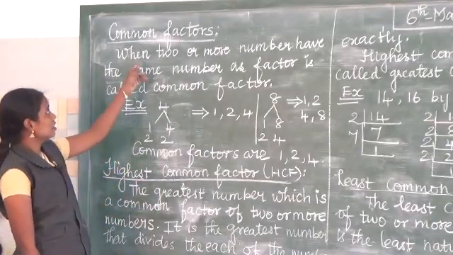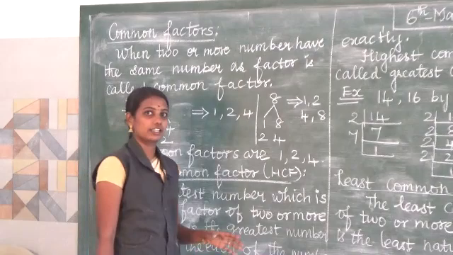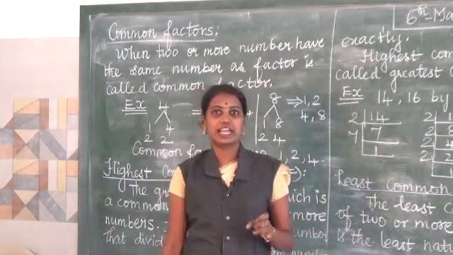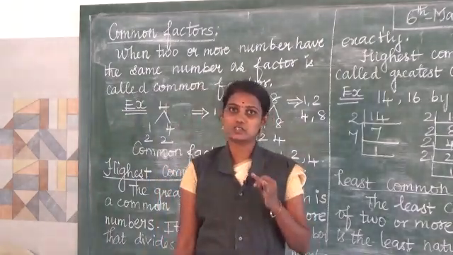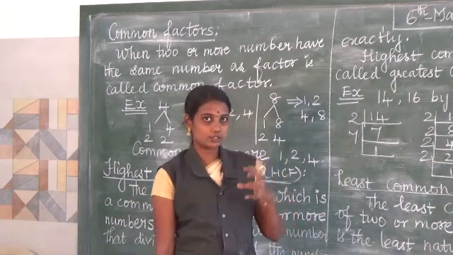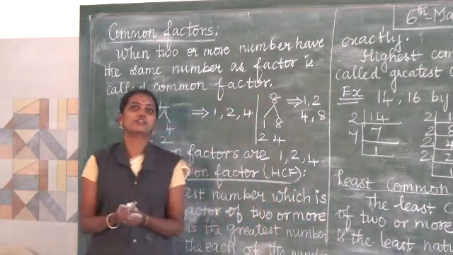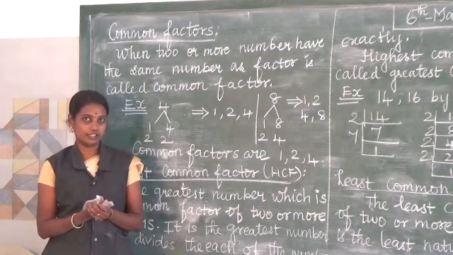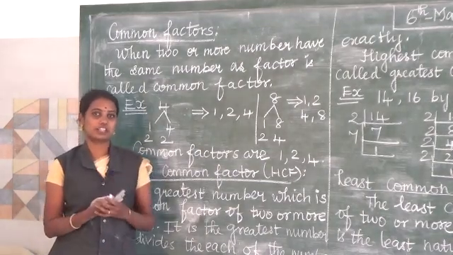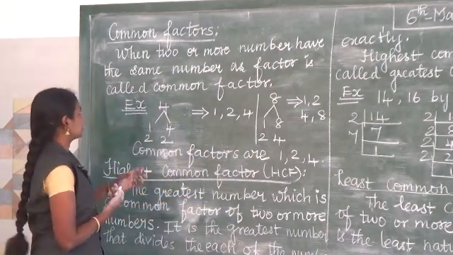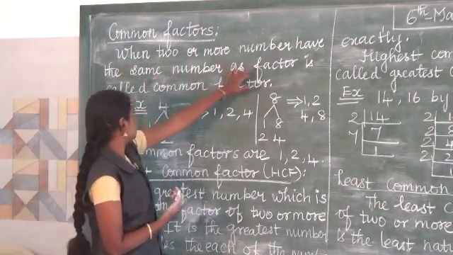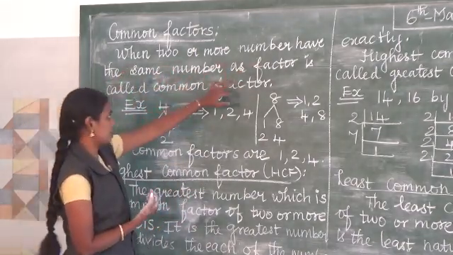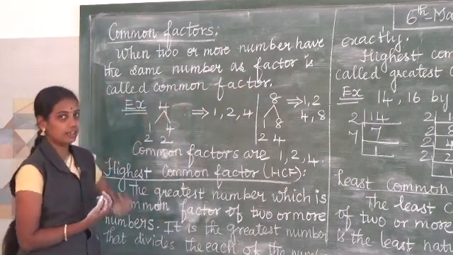Now we are going to see common factors. Okay, the next exercise we are going to see HCF, LCM. It is very important, so kindly listen to me properly. Before we go for the HCF, HCF means highest common factor. Before that, we will learn what a common factor is. When 2 or more numbers have the same number as a factor, it is called a common factor.